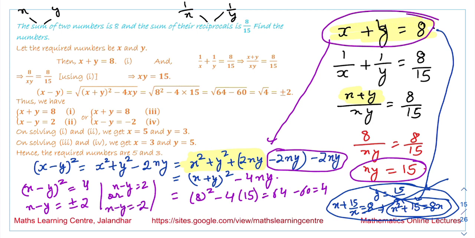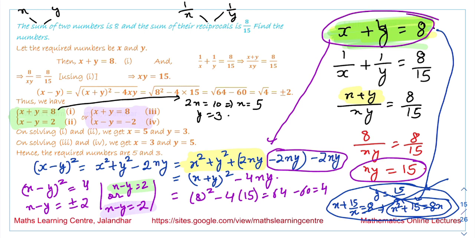So we have x minus y is equal to 2 or x minus y is equal to minus 2. Now the two pairs of equations we have: one is x plus y is equal to 8 and x minus y is equal to 2. Second is x plus y is equal to 8 and x minus y is equal to minus 2. Now if we solve the first pair, we add the two equations and get 2x is equal to 10. It means x is equal to 5. We substitute this value of x and we get y is equal to 3.